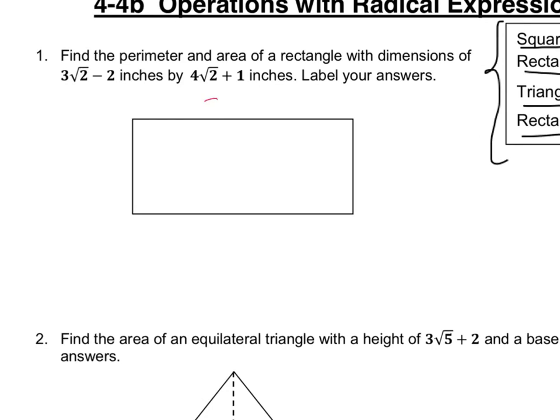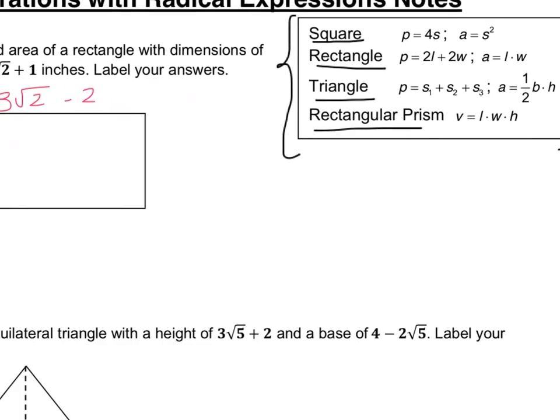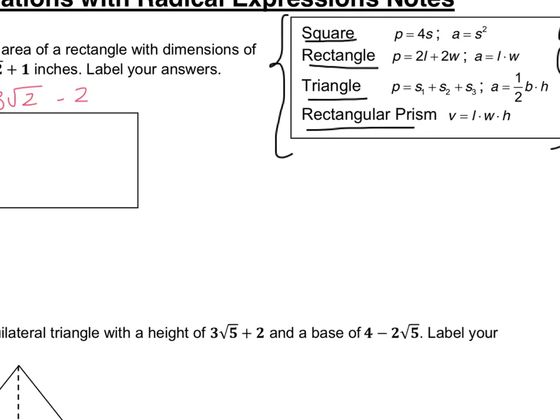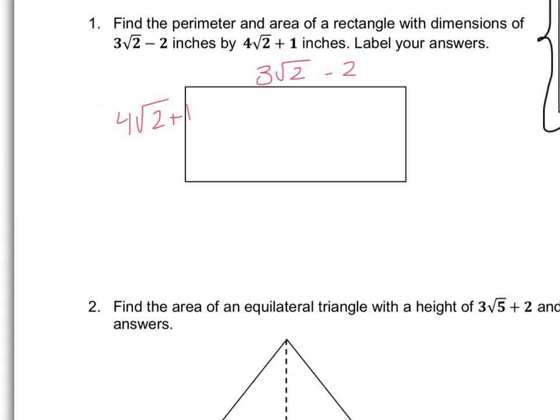So the length is 3 radical 2 minus 2. And let's say the width would be 4 radical 2 plus 1. Now, when it comes to perimeter, remember, the perimeter of a rectangle is 2L plus 2W. So 2 times the length, in this case 3 radical 2 minus 2, plus 2 times the width, which is 4 radical 2 plus 1. And remember, this is the perimeter.